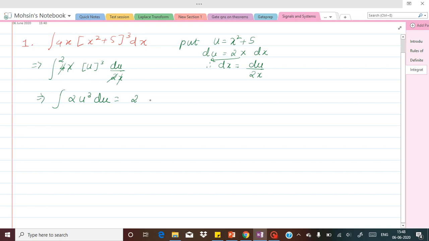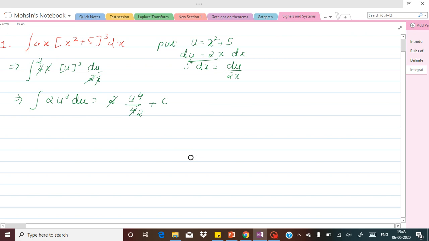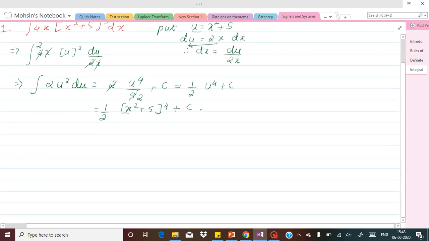So 2 is a constant that will come outside. The integration of u raised to 3 with respect to u we know will come as u raised to 4 divided by 4 plus c. Now this 2 will get cancelled with this denominator 4, and what we are going to get from here is 1 divided by 2 u raised to 4 plus c. Now we can substitute the value of u here. Okay, we had taken u equal to this, so let us substitute back that u value. It is going to be 1 by 2 (x square plus 5) whole raised to 4 plus c. So this is the solution for that first example.